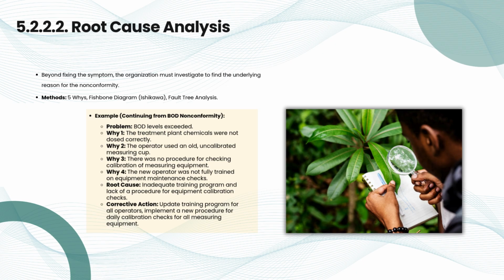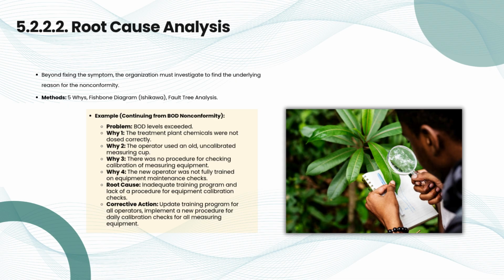Let's continue with our BOD nonconformity example. Problem: BOD levels exceeded the legal limit. Why 1? Because the treatment plant chemicals were not dosed correctly. Why 2? Why were they not dosed correctly? Because the operator used an old, uncalibrated measuring cup. Why 3? Why was an uncalibrated measuring cup used? Because there was no procedure for checking the calibration of measuring equipment. Why 4? Why was there no procedure for calibration checks? Perhaps the new operator wasn't fully trained on equipment maintenance checks.